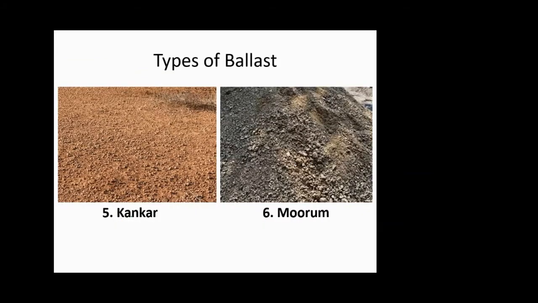Then the fifth and sixth types we have are conquered. It's an Indian term. I have shown in this picture the small pieces of rocks you see on the surface. Those are just collected if you have that in abundance, or this layer is just scraped and then the material is used as ballast. Generally, it is not that much preferred because its size is very small.